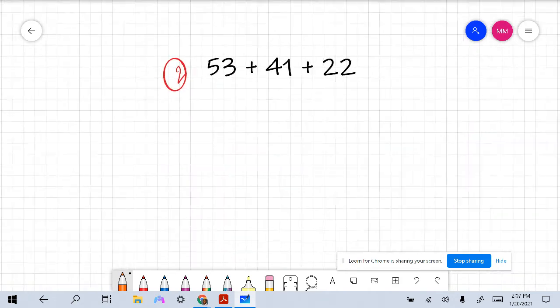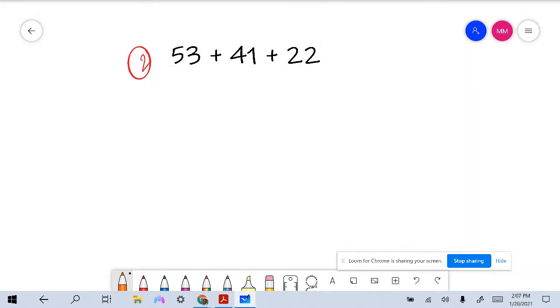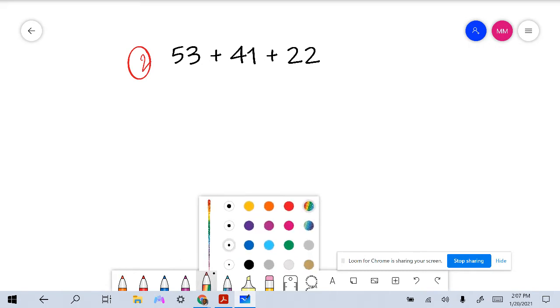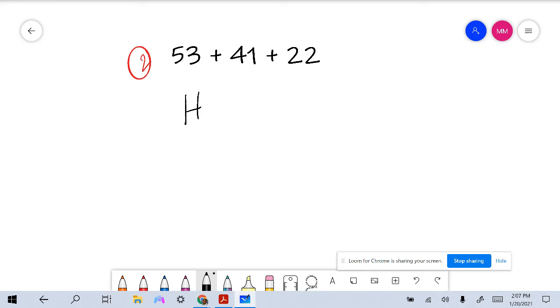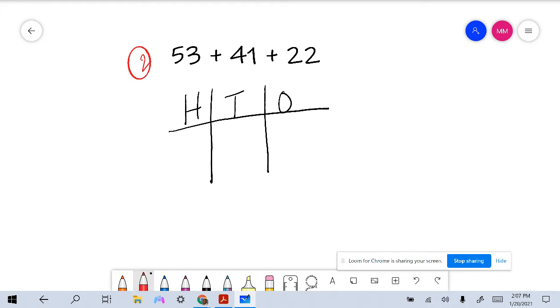Let's come on down to problem number 2. I'll set this problem up the same way as the last. I'll place my hundreds chart here. The first number that I have is 53. That is 5 10s and 3 1s. 1, 2, 3, 4, 5. 1, 2, 3.